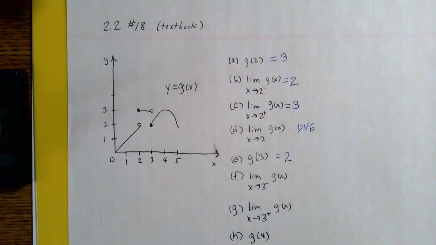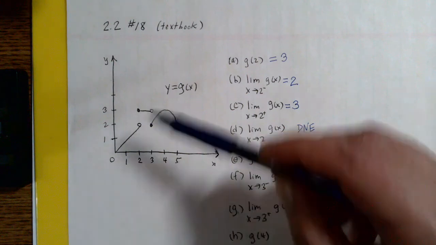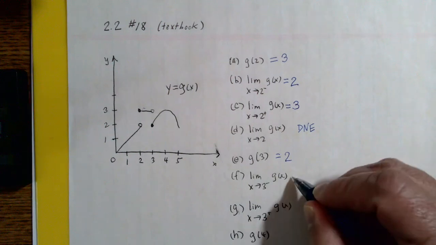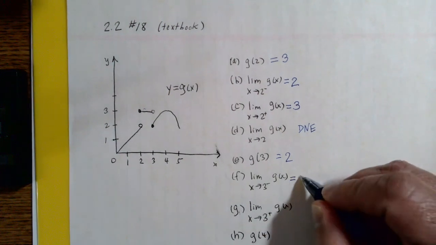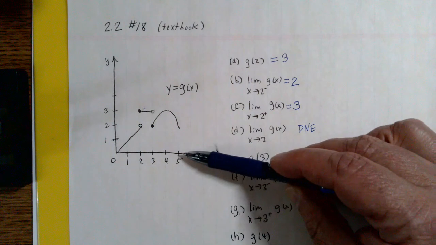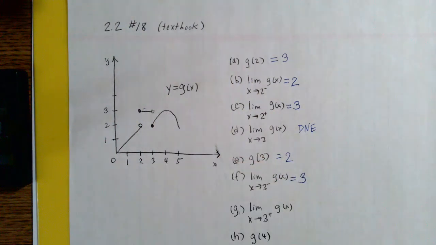Now we've got the limit as x approaches 3 from the left of g of x. Again, think about approaching 3 from the left, and the height of the graph there is 3. So this left-sided limit is 3. Limit as x approaches 3 from the right of g of x. Well, then we're approaching from the right of 3. We're going to be on this portion of the graph, and the height is heading towards 2.